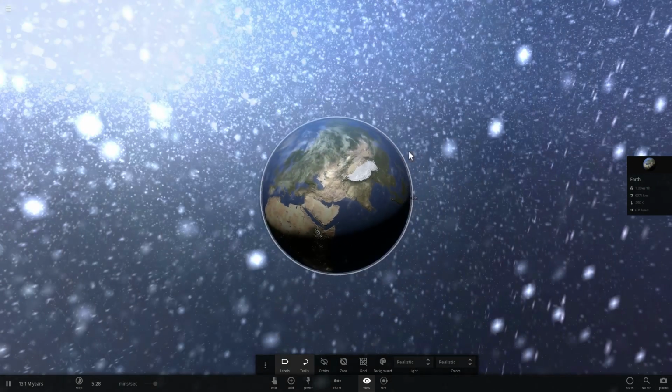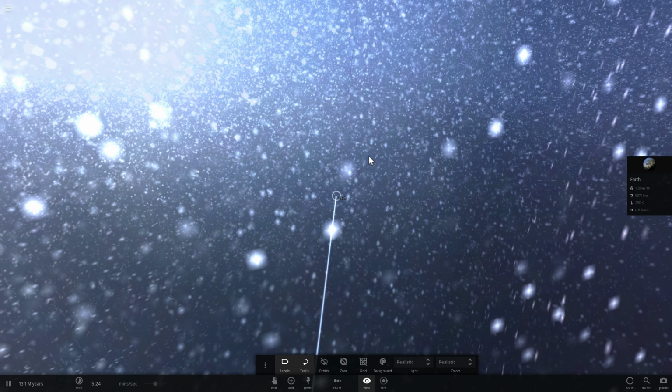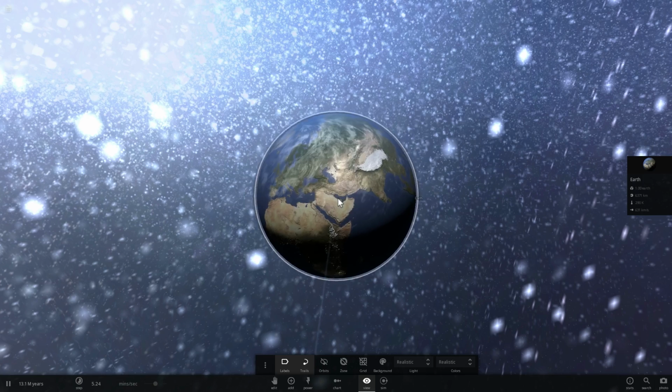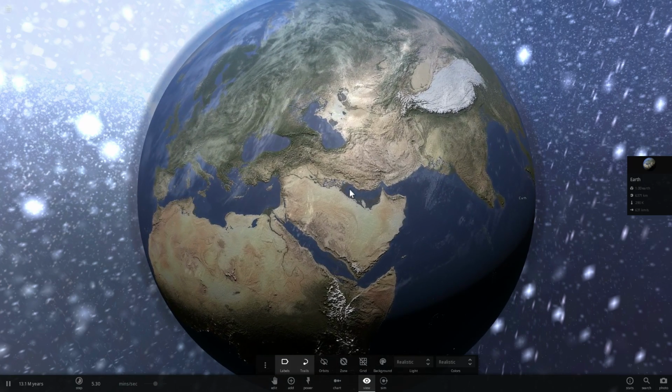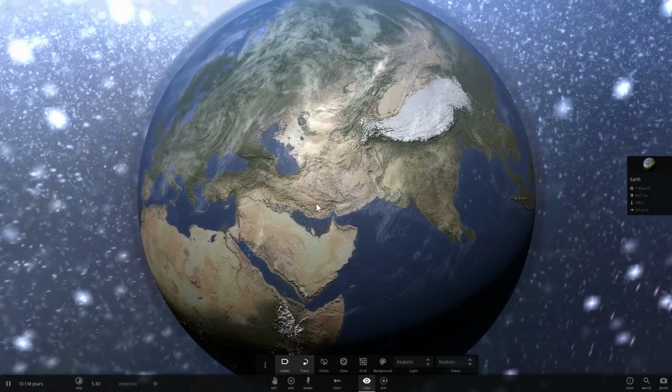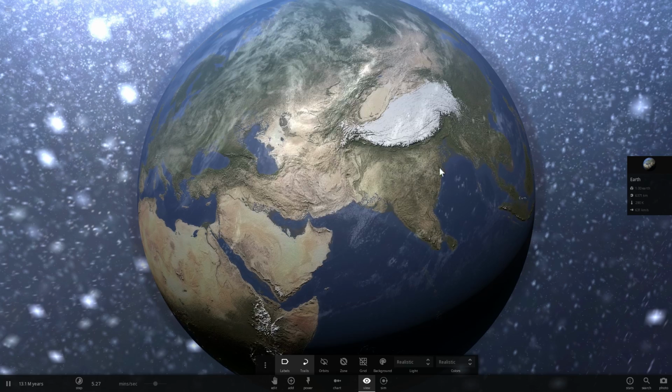Alright, so that's basically the history. Now let's talk about the future. What will happen 1 galactic year from now? Well, what will happen is that all of these continents that you see, unfortunately we cannot simulate this in the game, but all of these continents will actually merge into one supercontinent.